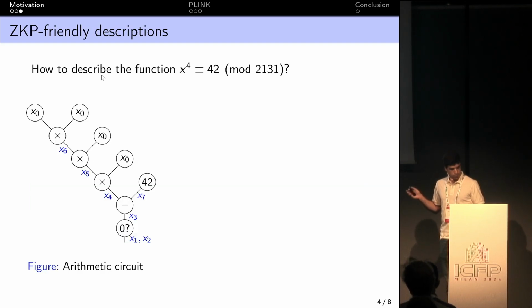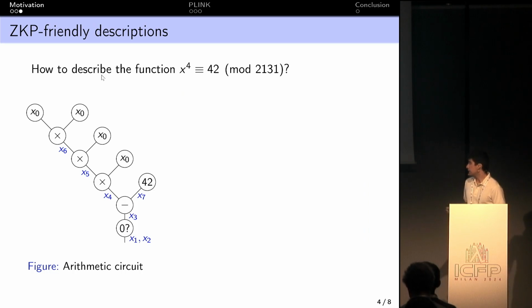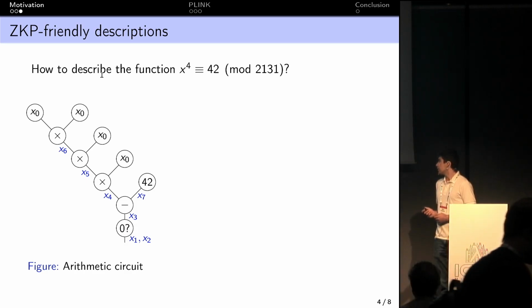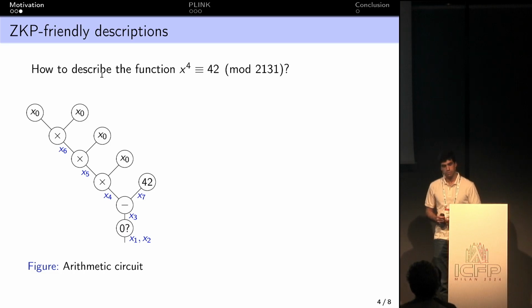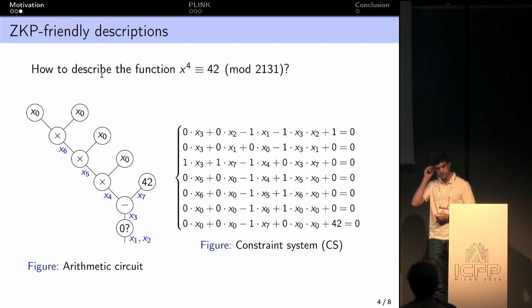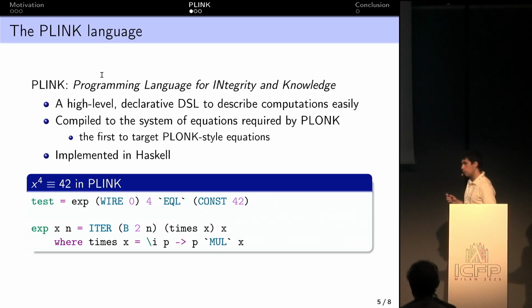And well, going back to this function that I mentioned before, this could be a graphical description of this function, which, as you can see, is somewhat intuitive and easy to understand. But of course, this is only a graphical representation. The actual description that is needed by the protocol is something like this, which, of course, is completely opaque. You have no idea what this is doing. And of course, it's very easy to make a mistake when writing something like this. So this is where my work comes in.